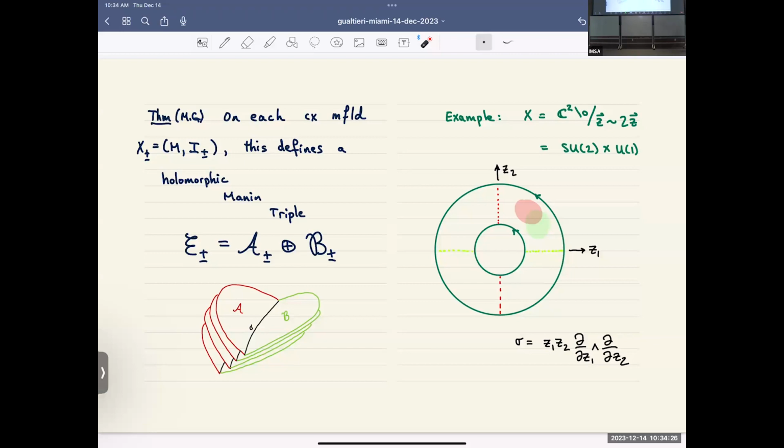And the Hitchin Poisson structure in this case is very simple. It's given by Z1, Z2, d by dz1 wedge d by dz2. And you can see that this one is invariant under scaling. And so it descends to the Hopf surface as a Poisson structure on the Hopf surface. So here we see that the two elliptic curves where this Poisson structure degenerates are disjoint, and one of them is associated to one of these foliations, and the other is associated to the other. It's quite beautiful the way that they split up in this way, according to the Manin triple.